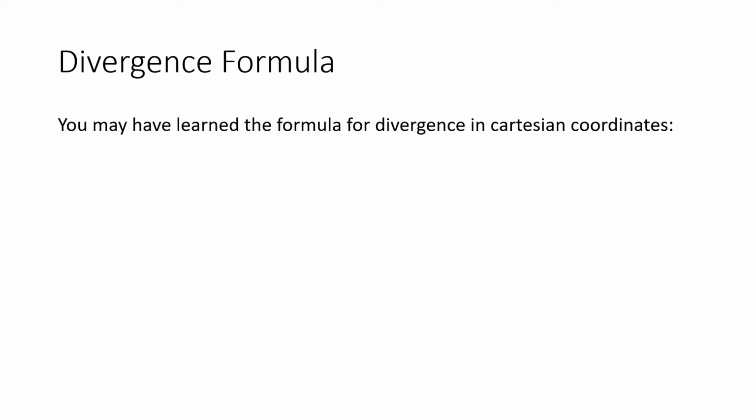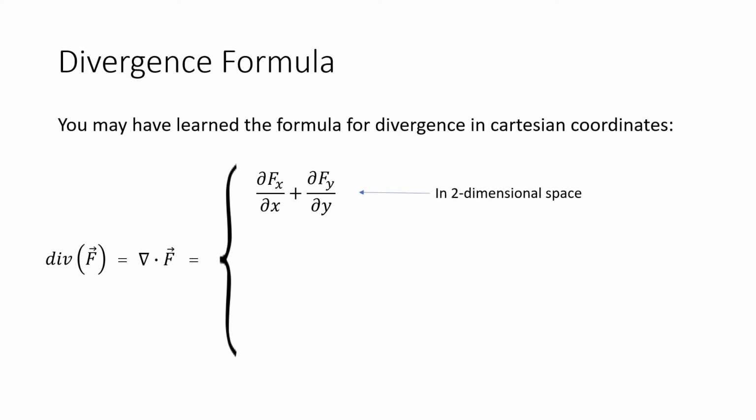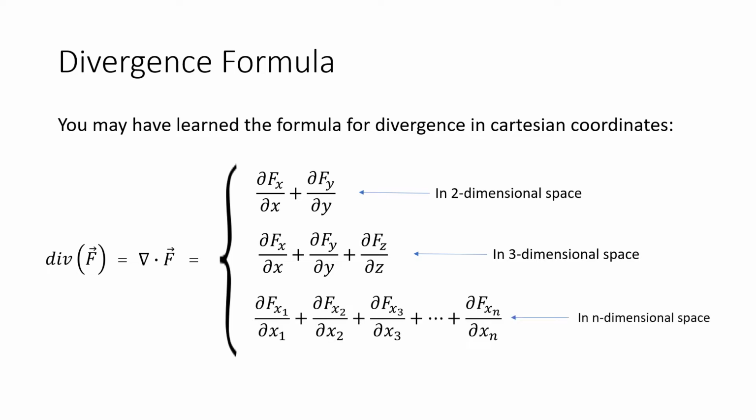As a refresher, the formula for divergence of a vector field, F, is del dot F, and this is equal to the partial derivative of the x component of your vector F with respect to x plus the partial derivative of the y component of your vector F with respect to y. In three-dimensional space, this is equal to the same thing except you add another term, which is the partial derivative of the z component of your vector F with respect to z. And for n-dimensional space, you just keep on adding partial derivative terms.